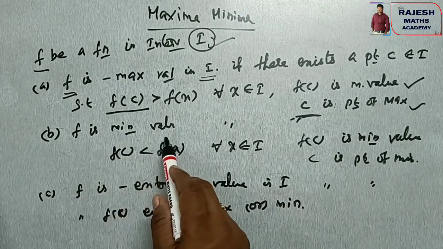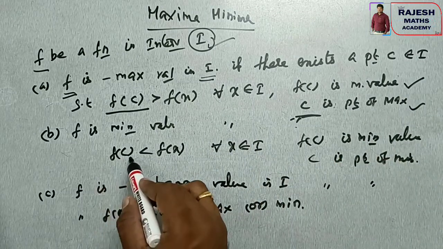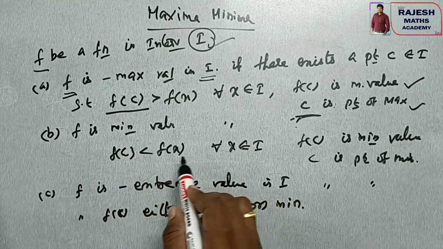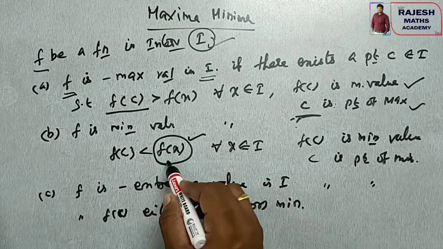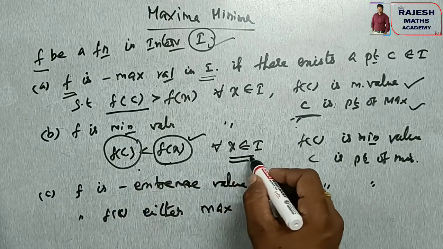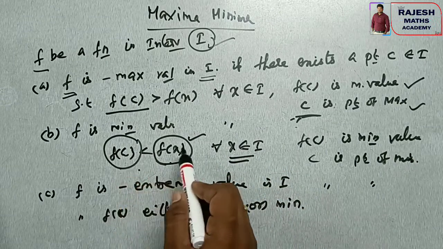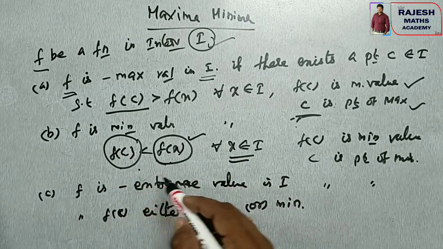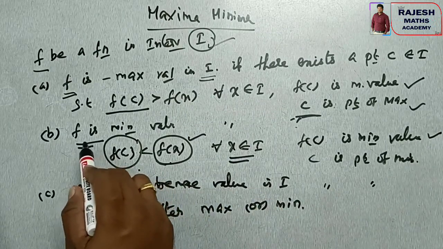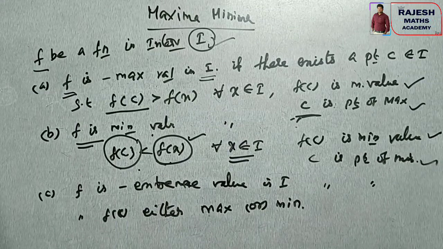F is minimum means, in the same interval I am taking, if there exists a point C such that f of C is less than all the values f of x, comparing all the values, then we can say that f of C is the minimum value. We can say that f is attaining minimum value. That minimum value f of C is the minimum value where C is the point of minima.